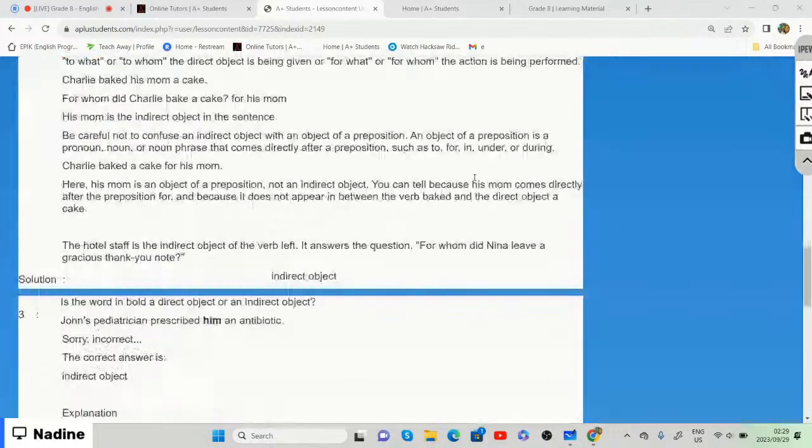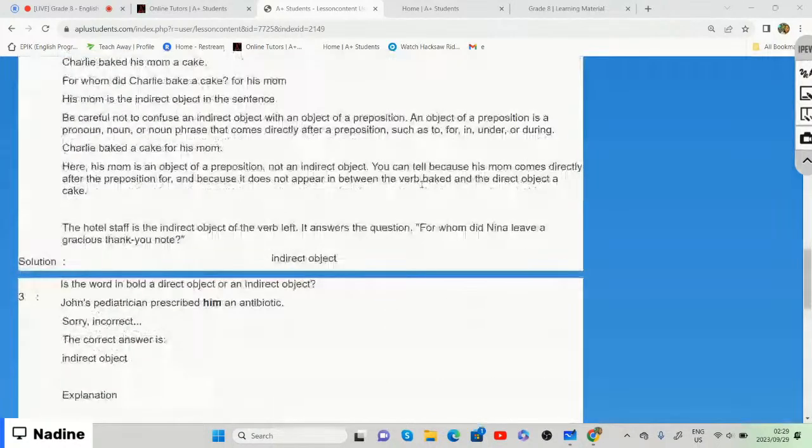So basically, hotel staff is an indirect object of the verb left, and it answers the question, for whom did Nina leave a gracious thank you note? For whom? And that was for the hotel staff.